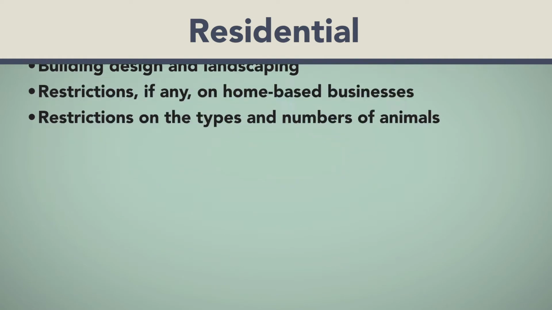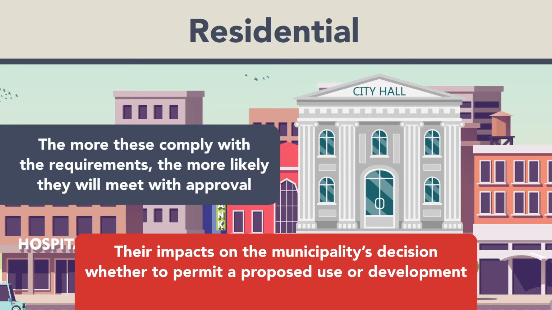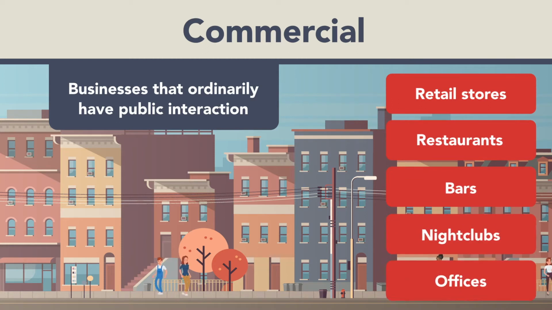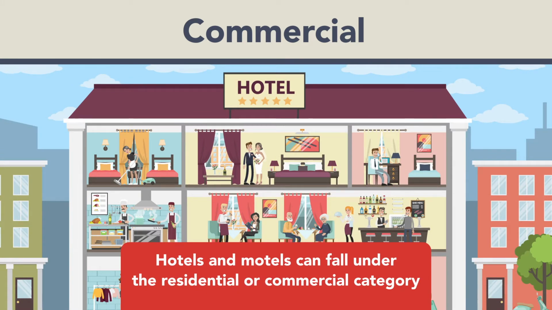The significance of these requirements is their impacts on the municipality's decision whether to permit a proposed use or development. The more these comply with the requirements, the more likely they will meet the approval. Commercial zoning is for businesses that ordinarily have public interaction. These include retail stores, restaurants, bars, nightclubs, and offices. Hotels and motels can fall under the residential or commercial category.